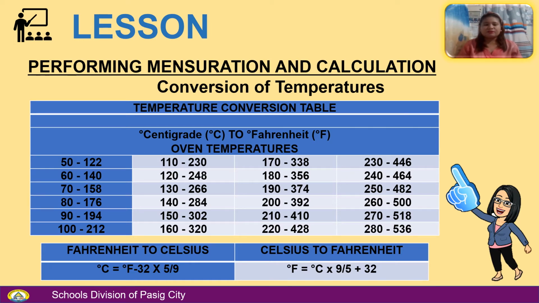The formulas for conversion of temperatures are: Fahrenheit to Celsius, degrees Celsius is equal to degrees Fahrenheit, subtract 32, multiply by 5, divide by 9. Celsius to Fahrenheit, degrees Fahrenheit is equal to degrees Celsius, multiply by 9, divide by 5, add 32.